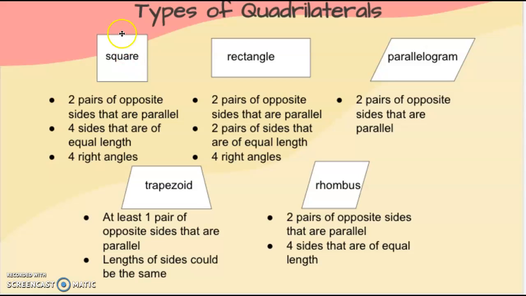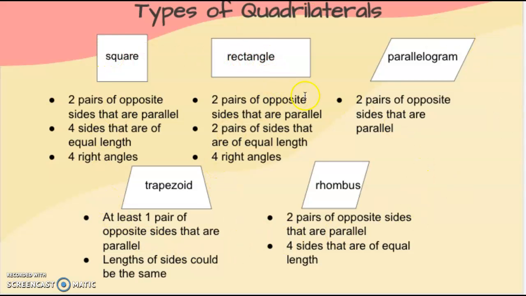Let's quickly review the vocabulary today. Square, most special, 2 pairs of opposite sides that are parallel, 4 equal sides, 4 right angles. Rectangle, 2 pairs of opposite sides that are parallel, 2 pairs of sides that are equal length, 4 right angles. Parallelogram, just 2 pairs of opposite sides that are parallel. Trapezoid, at least 1 pair of opposite sides that are parallel. Rhombus, 2 pairs of sides that are parallel, 4 sides of equal length. Remember, the only ones with equal length are a rhombus and a square. The only ones with right angles are a square and a rectangle.